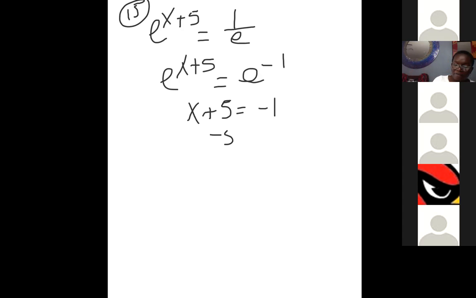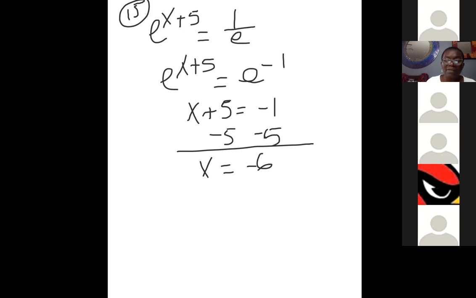You subtract 5 from both sides. And so this would give you x equals negative 6. Okay, so if you plug in that negative 6 for x, you'll get e to the negative 1 power, which is the same thing as 1 over e. And guys, that's it for quiz 14. Now I am going to move on to quiz 15.